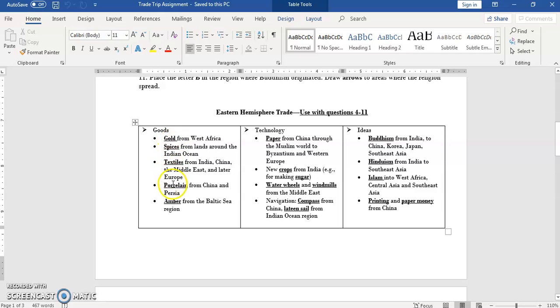So all the different things: gold, spices, textiles. Textiles is another word for cloth. So textiles, porcelain, amber, which is a stone, like a shiny rock. Paper, crops, water wheels and windmills, compass, Latin sail, Buddhism, Hinduism, Islam, printing, and paper money. It shows you and tells you where all these things come from.